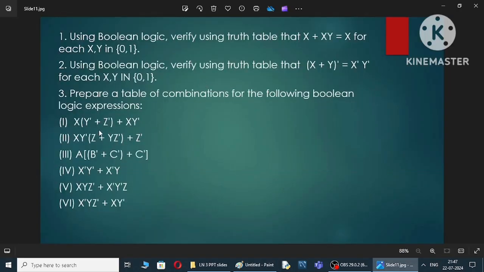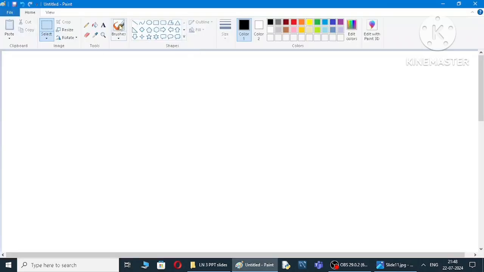Now let us check some simple logical expressions. You have to draw the truth table for x dot y bar plus z bar plus x y bar. X into y bar plus z bar plus xy bar. So this is the expression. So now how do you find it? First you check how many variables are used here. You have 3 variables x, y, z. So put x, y, z.